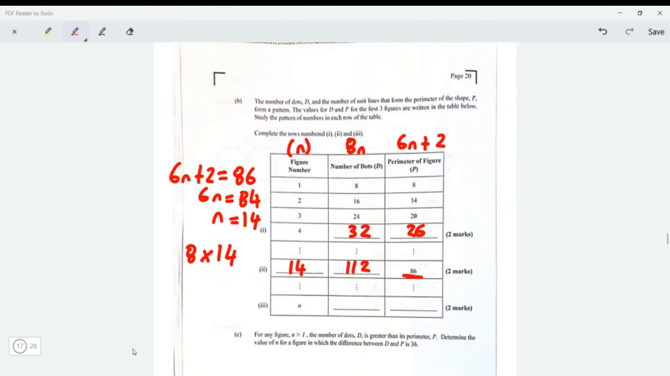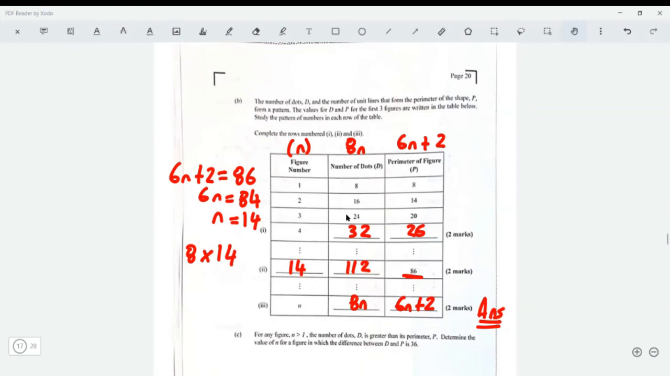And then, of course, the last line is to just write the formula. This is 8n, and this is 6n plus 2. Wow! And that's it. Easy. The table is nice. No issues at all. No problem. Now, part C.